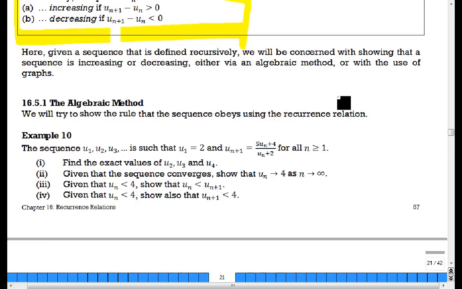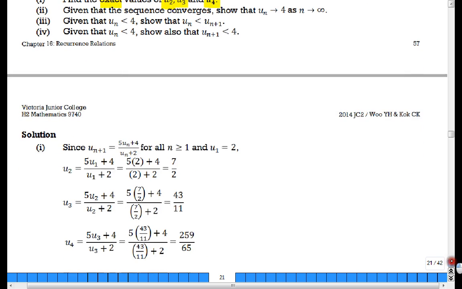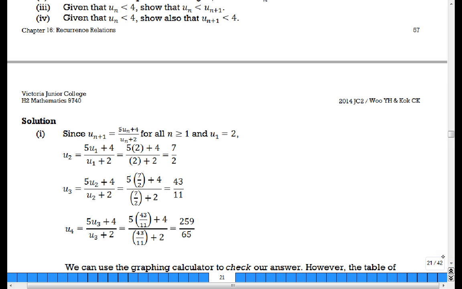Never mind. Let's look at example 10. In example 10, we have this recurrence relation. We have the first term equals 2. Find the exact values of U2, U3, U4. Now this one, I don't intend to spend a lot of time. All you need to do is to use your hand, use your brain to calculate. Quite easy. But take note, the question asks for exact.